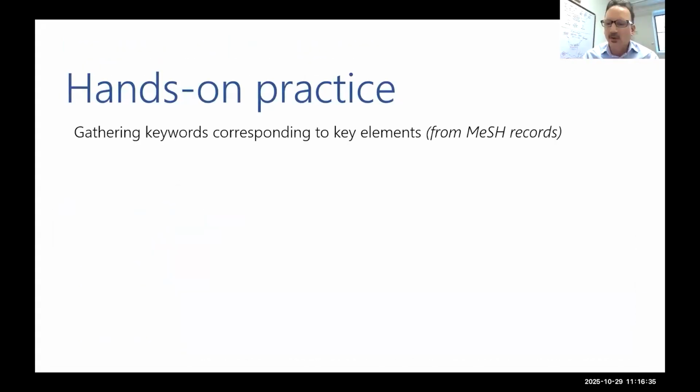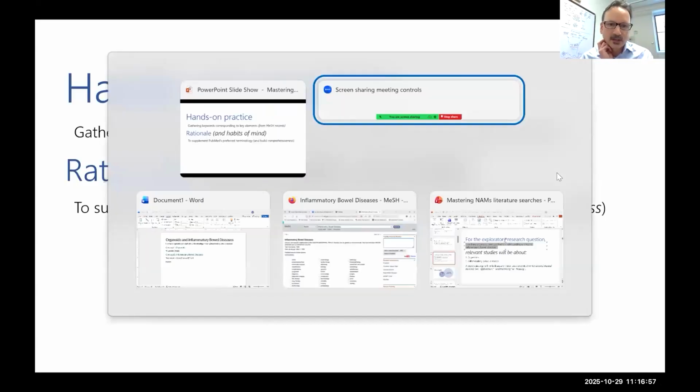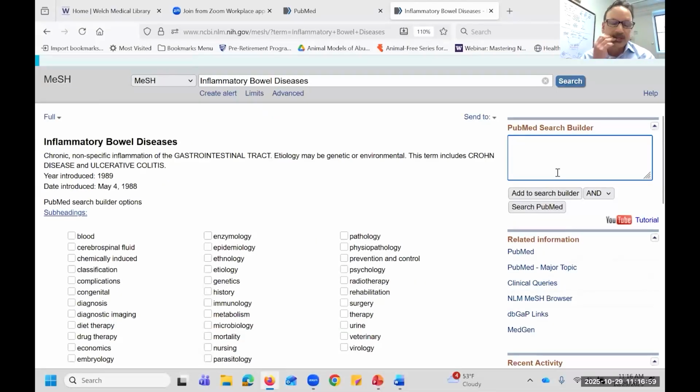Okay, so we're going to go to the MeSH record, and I think this will be clear when we look at it. And the rationale here is to supplement this preferred terminology from PubMed and build comprehensiveness at the same time, as we saw from this Venn diagram of the contribution of these types of terms to our results. So let's do that. We're going to do that by going into the same records we've already been to, honestly.